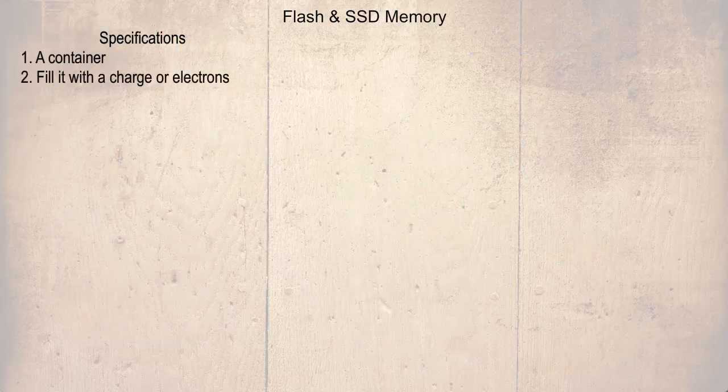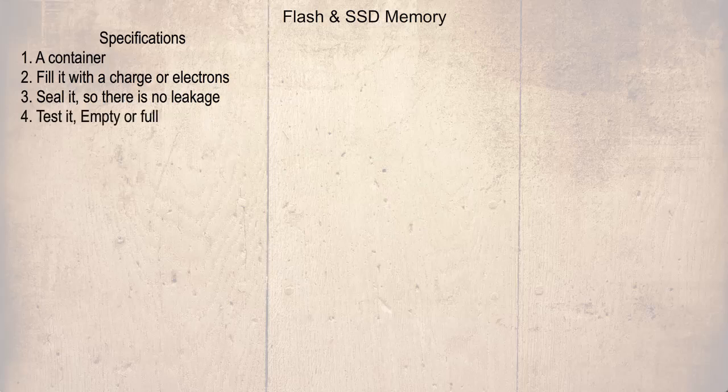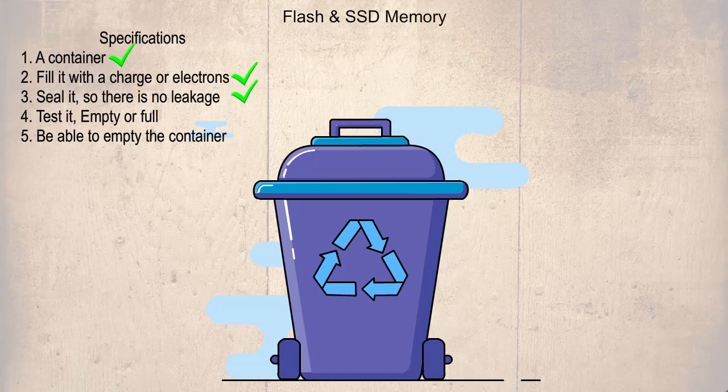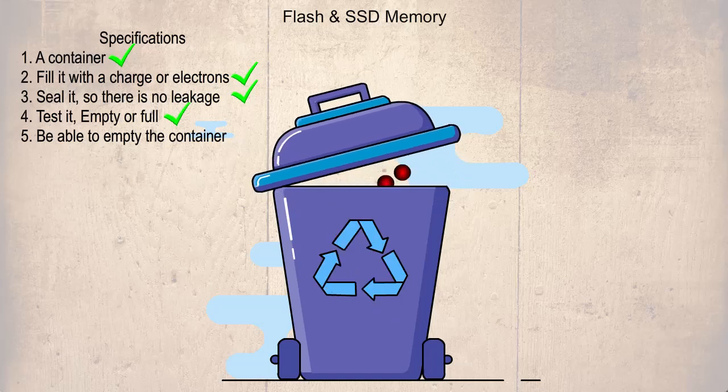A container. Be able to fill it with a charge or electrons, seal it so there is no leakage even when power is removed, test if it's empty or full, and be able to empty the container. So we can see how our flash memory is built. Let's find a container, be able to fill it with electrons, seal it tight, be able to test if it's empty or full of electrons, and of course be able to empty it.